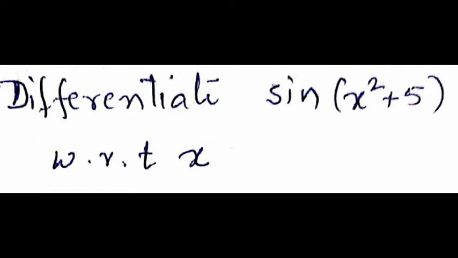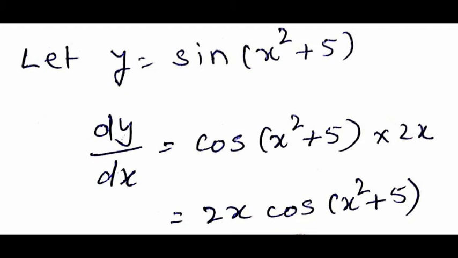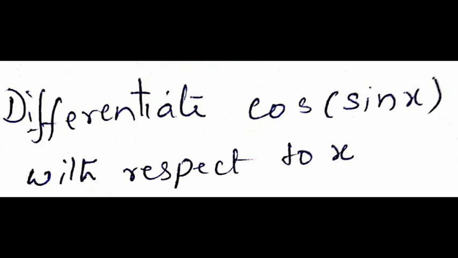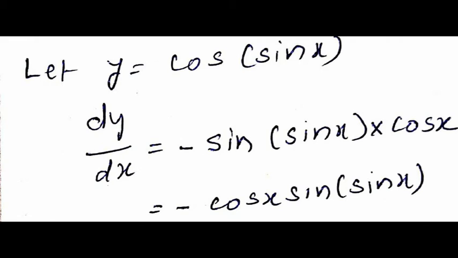Differentiate sin of x square plus 5 with respect to x. Derivative of sin x is cos x, derivative of x square is 2x. We get the answer 2x cos of x square plus 5. Differentiate cos of sin x with respect to x. Derivative of cos x is minus sin x, derivative of sin x is cos x. We get the answer minus cos x into sin of sin x.